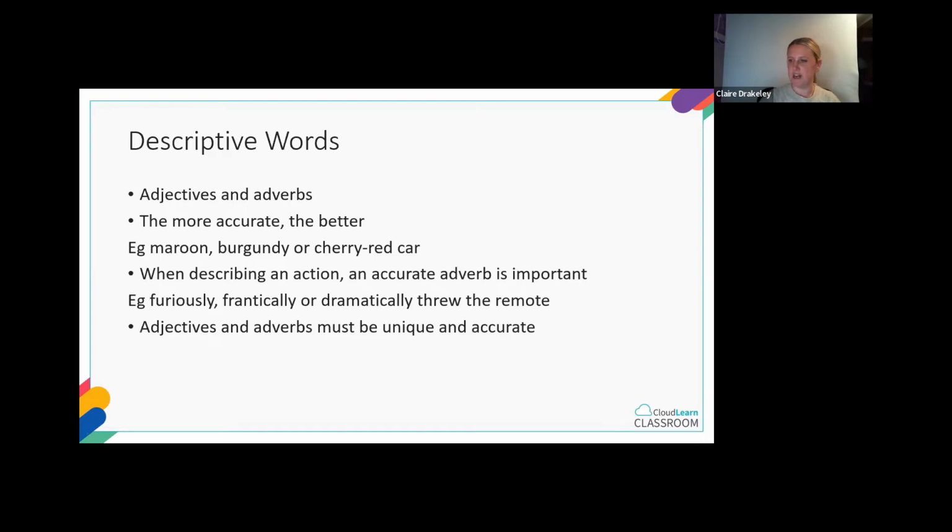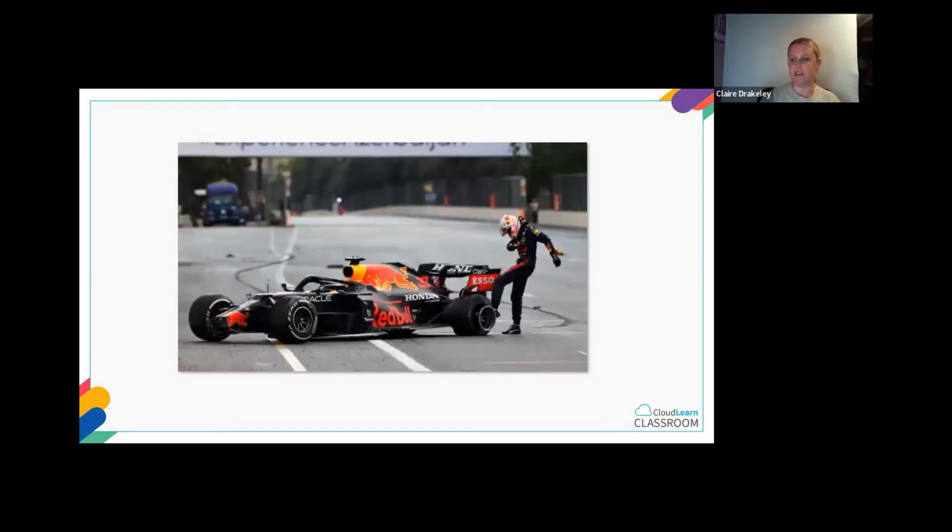And that was the other bit. Adjectives and adverbs must be unique and accurate. So again, using your best, most accurate adjectives and adverbs, who can think of a sentence to describe what is happening in this picture? Adverbs, again, remember, adverbs describe a verb, so they describe a doing word and they usually end in ly. So frantically, dramatically. What can we describe as going on in this picture to someone that can't see the picture?